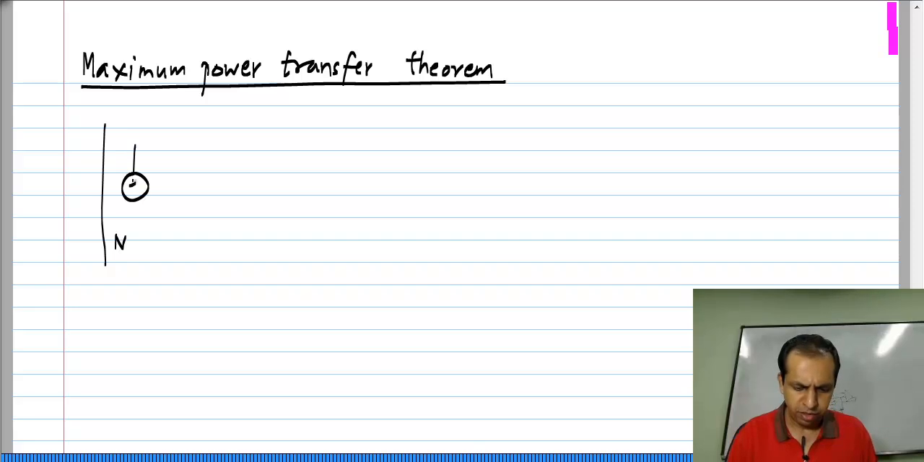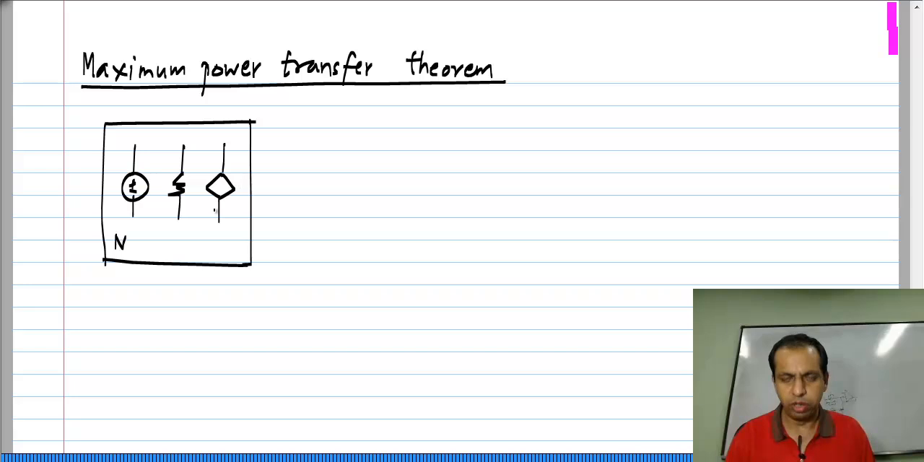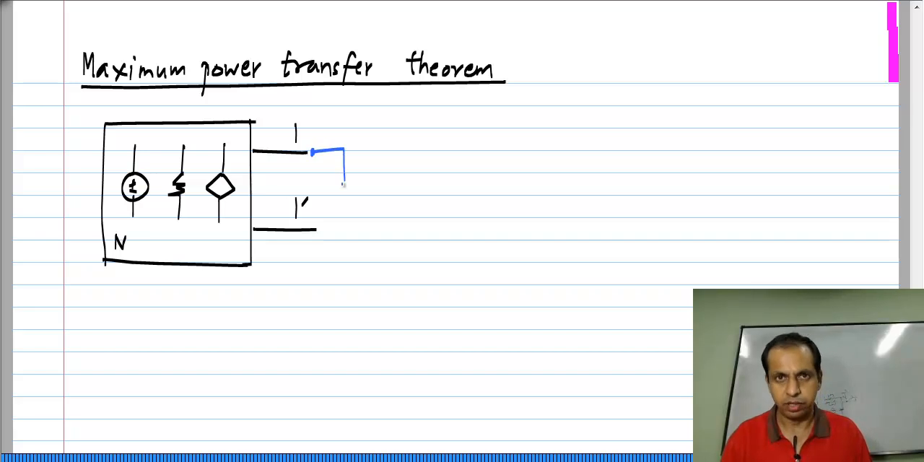We have a network N with independent sources, linear resistors and linear control sources, self-contained. So, all the controlling quantities are within the same circuit N, and we have access to two of its terminals, 1 and 1 prime. We can connect a resistance RL between 1 and 1 prime, and we are allowed to vary RL, and we are required to find out at what value of RL we can draw the maximum power from the circuit. That is, at what value of RL will maximum power be dissipated in RL and how much that power is. Okay.